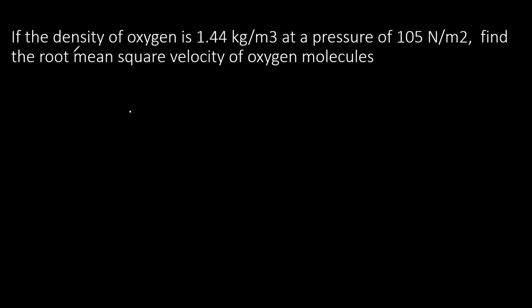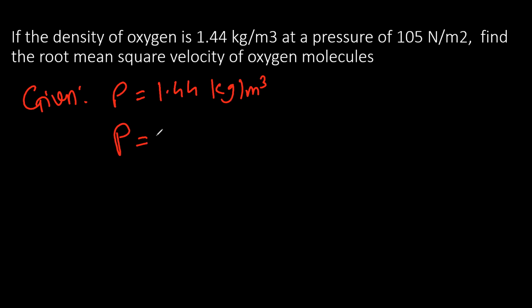If the density of oxygen is 1.44 kg per meter cube at a pressure 10⁵ Newton per meter square, find the root mean square velocity of oxygen molecule. See, what is given first? They have given density, 1.44 kg per meter cube. Pressure is also given, 10⁵ Newton per meter square.